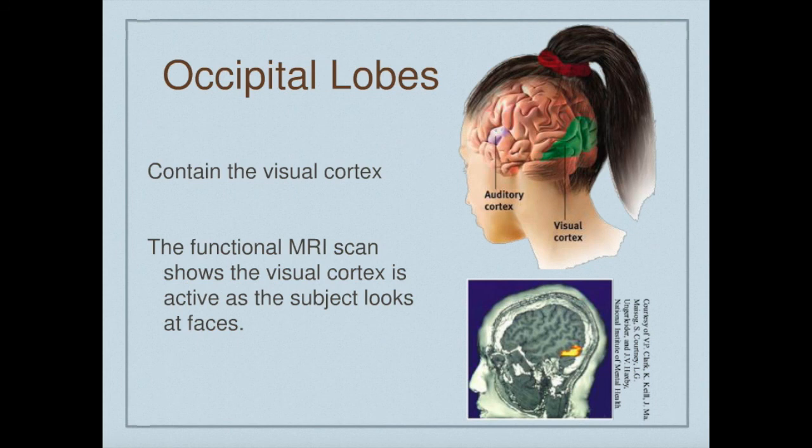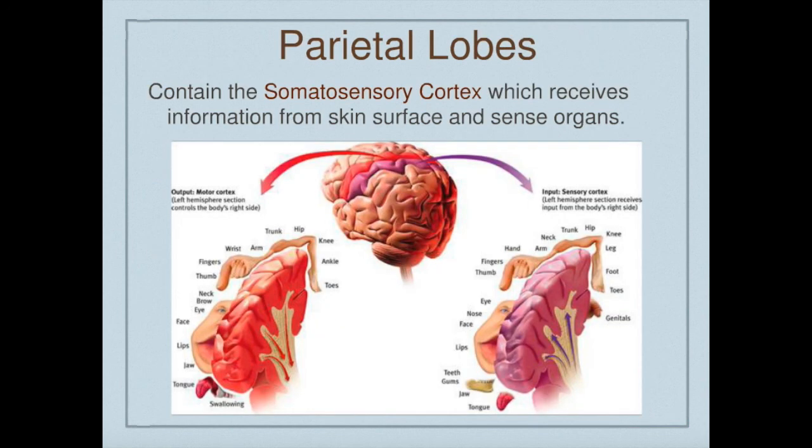Really cool functional MRI scan down on the bottom, which is the PET scan combined with the MRI. And that shows the occipital cortex, the visual cortex in the occipital lobe, lighting up when somebody sees stuff.